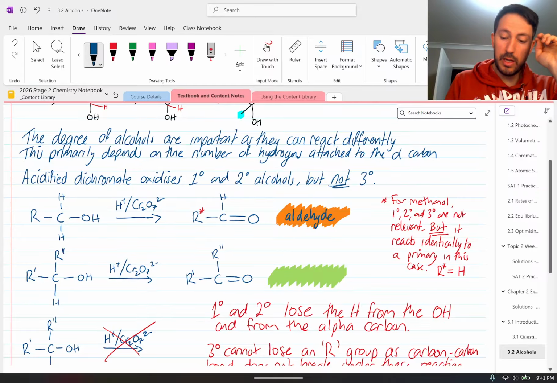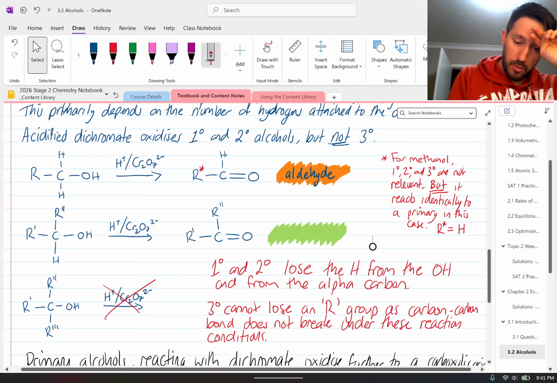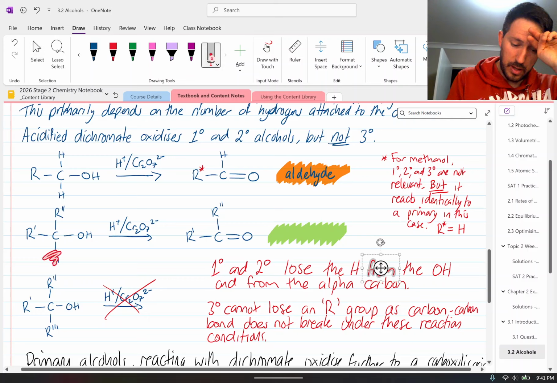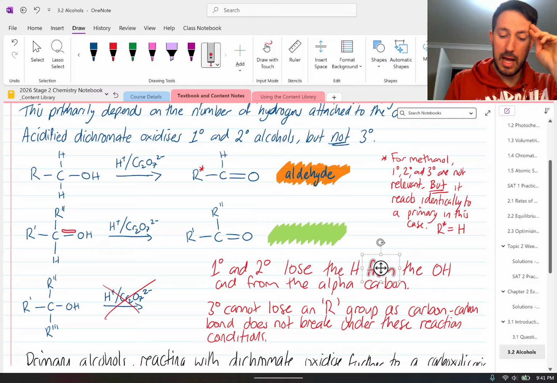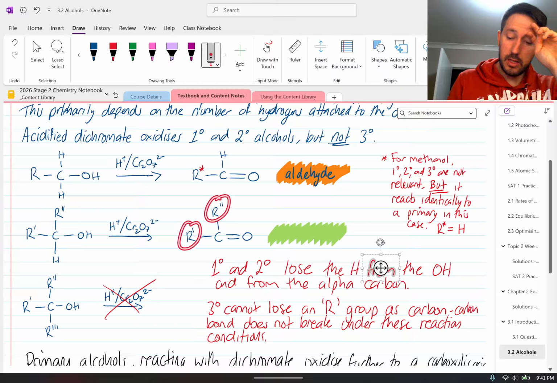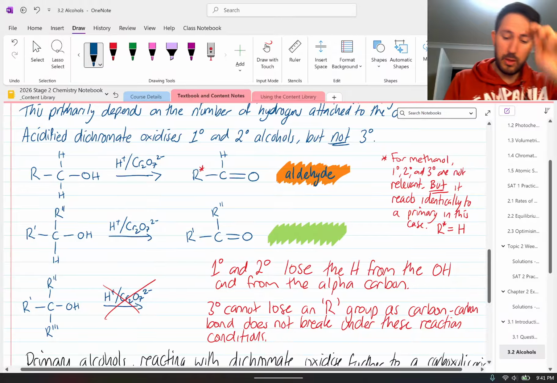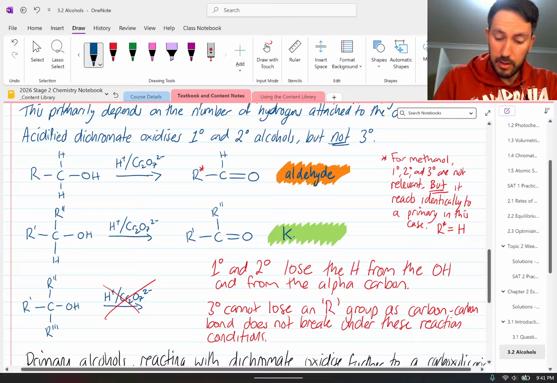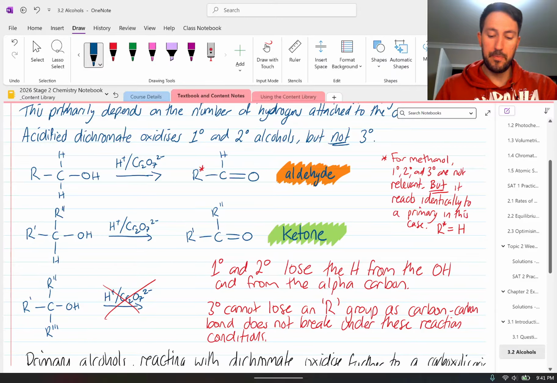Now, moving on to our secondary. If we have a secondary here, we can remove this hydrogen here, as well as the hydrogen on the OH, and make our double bond, as we see just here. The deal here, though, is that our final molecule has a carbon group on both ends, and so there's no hydrogens left. And we call these ketones, because they do behave differently in different situations. Again, we will cover them in a later chapter.